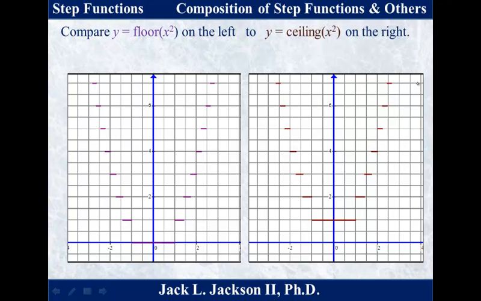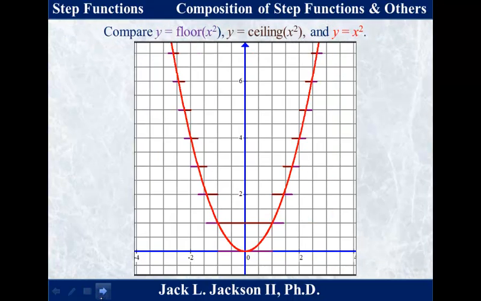Compare and contrast the floor function of x squared on the left versus y equals the ceiling function of x squared on the right. So values on the x squared function between -1 and 1, not including -1 and 1, are values between 0 and 1. When you do the floor function, they get pushed down to the floor of 0, so they're on this line segment there. Whereas between 0 and 1, if they're the ceiling function, then they're pushed up to 1 here.